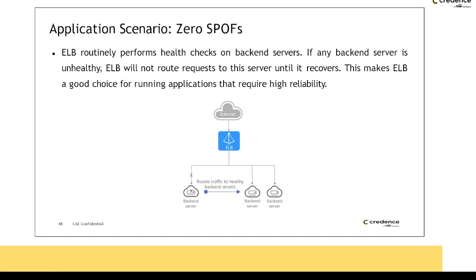Alright, let's say the scenario is to have zero downtime. ELB is able to perform health checks on backend servers. If any backend server is unhealthy, ELB will not route requests to this server until it recovers. So we don't want any failure. This makes ELB a good choice for running applications. So let's say this one is unhealthy, it is sick for a while, so it will not send traffic here. We go to the other 2 backend servers. This one will stop temporarily until it recovers, then the traffic will go back to this one.